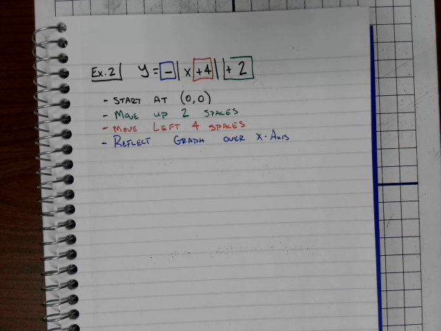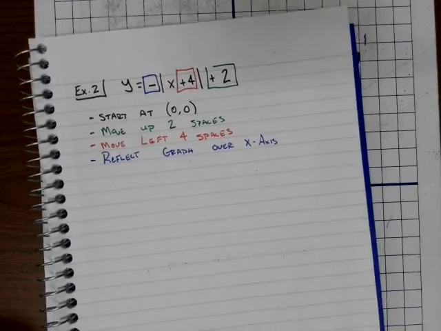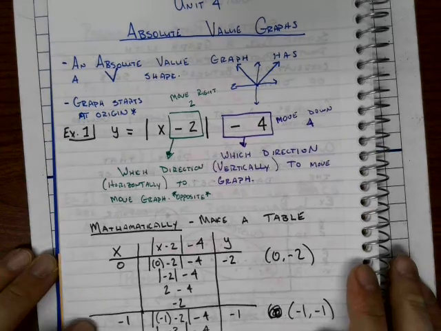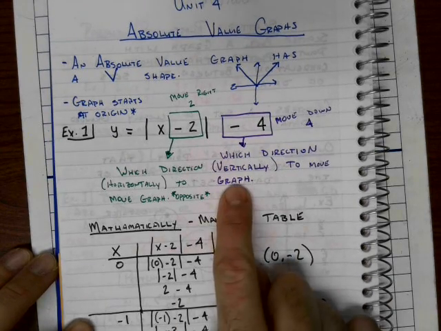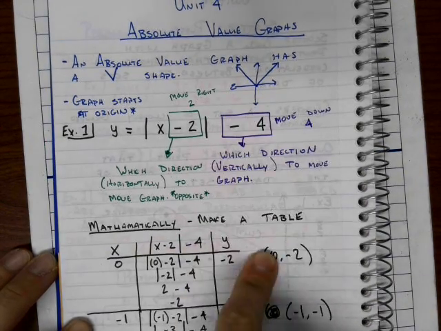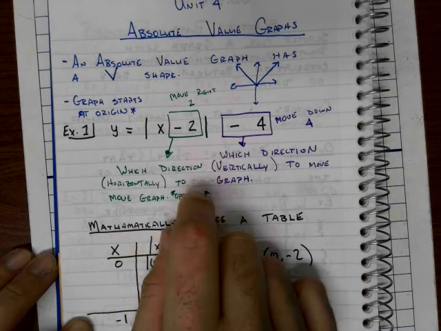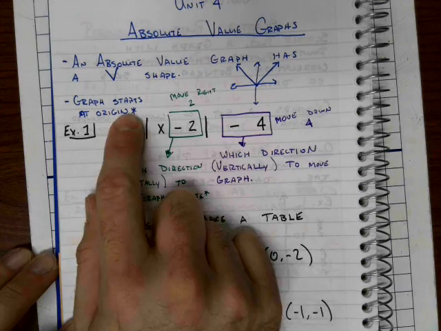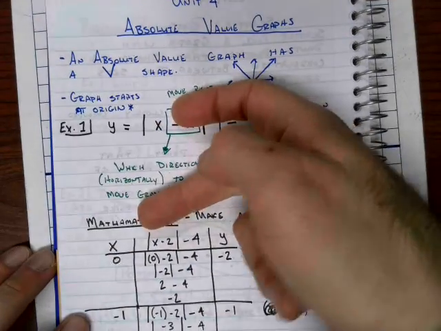Okay, so just to review, what we've gotten is absolute value is a V shape. The number outside out here tells us vertically which direction to move, up or down. The number inside of here, you think about the opposite. That tells you whether to go left or right. If you have a negative outside of here, you're just going to take it and flip it in the direction of the x-axis.